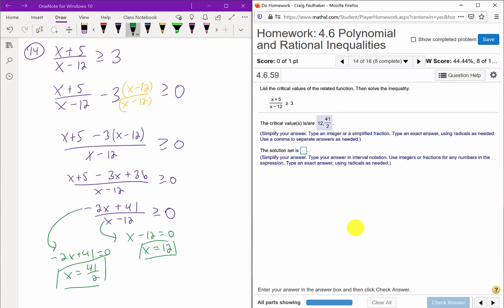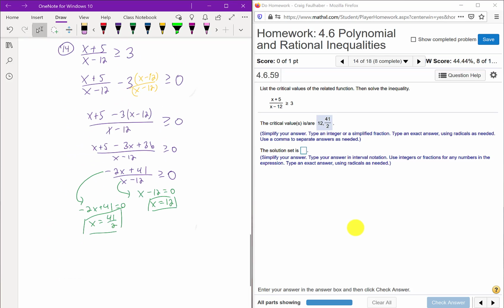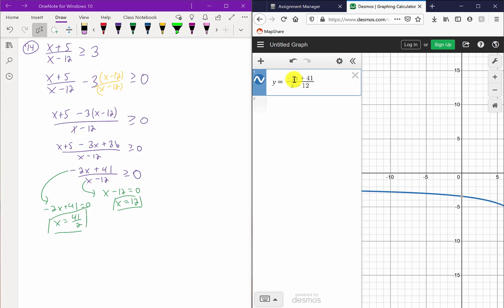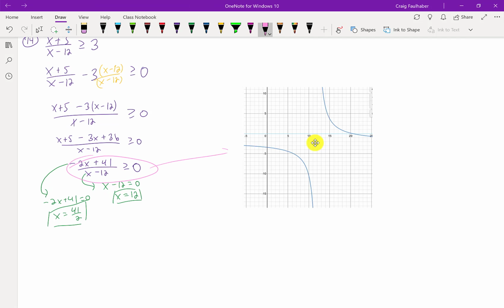What I'm going to do is just tell you to graph this function. Take a look at the graph of the function. And in this example, the function that we're graphing is actually this one down here, because we want to know where is that function greater than 0. And that's what the function looks like. Now, as you might expect, this does have a vertical asymptote at x equals 12. You'll also notice that this graph has a 0 right here. And that 0 happens at the other critical value, 41 halves, or I guess that's 20.5.